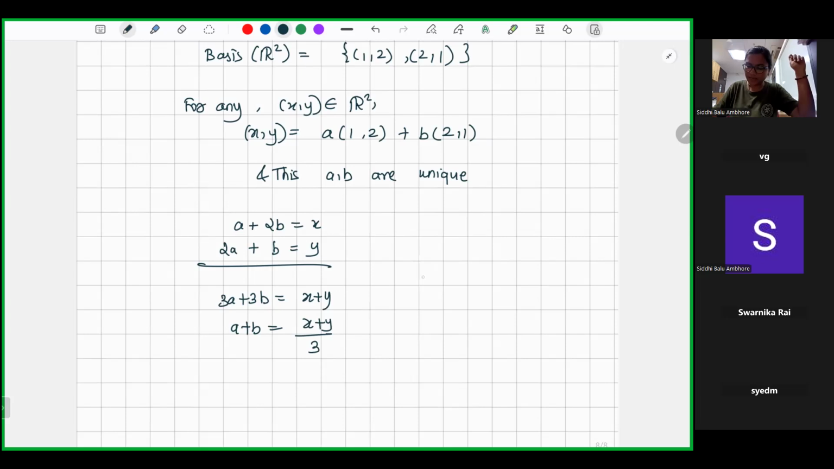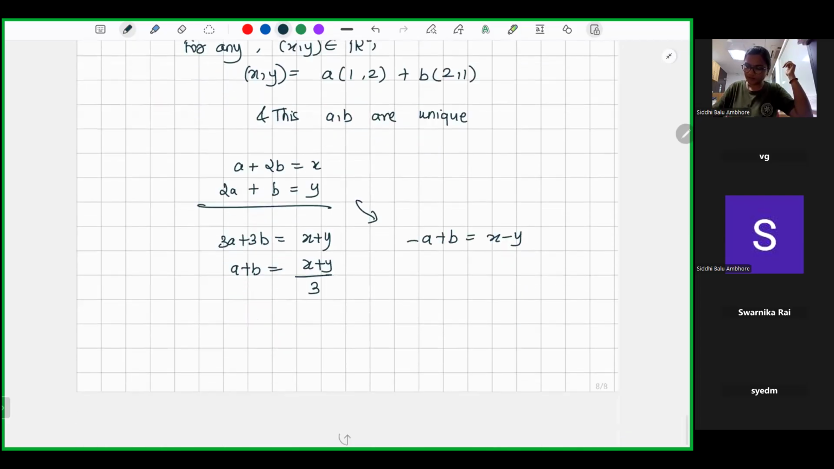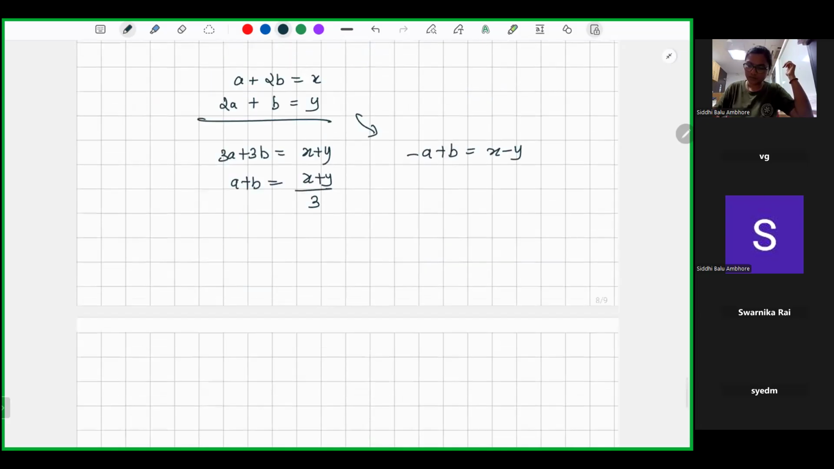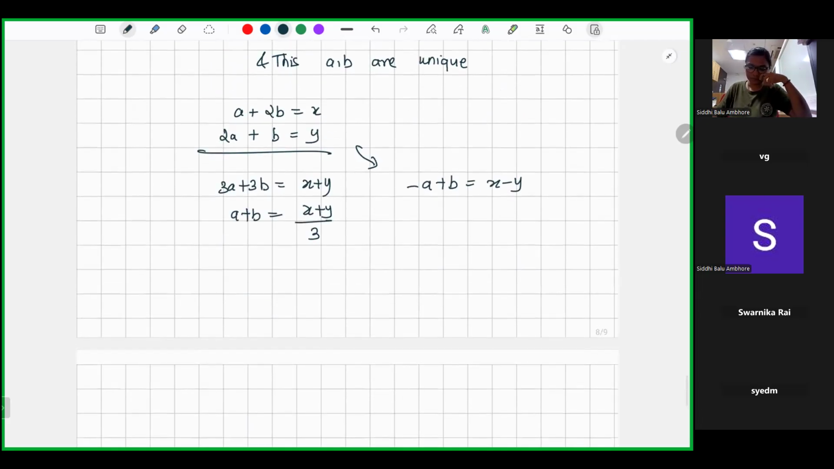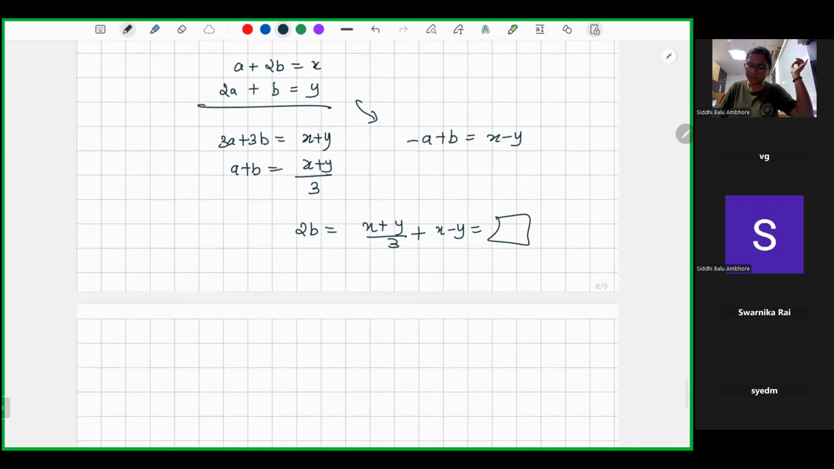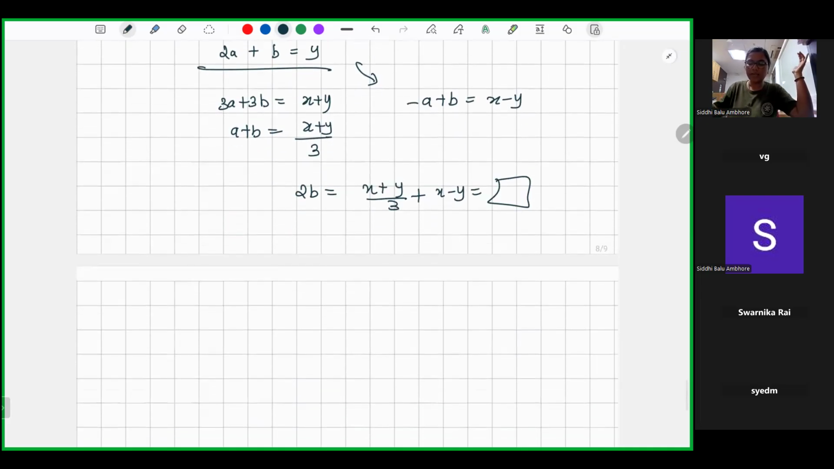And then subtraction will be, here it will be minus a plus b will be x minus y. And when I subtract, I will get 2b is equal to (x plus y) by 3 plus x minus y. And this will be whatever it is here. And then I will have the value of b.